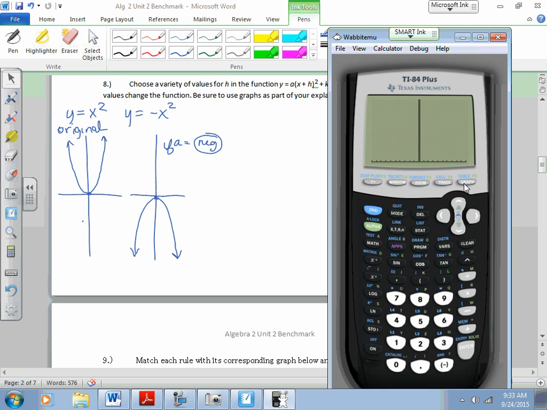Right now, it's set in the table of values from the last graph, so I'm going to have to go back and zoom it to fit what it looks like now. Or you can hit zoom standard. You notice the original graph, and I'll type the original one right underneath it. Type in the original one right underneath it, y equals x squared.